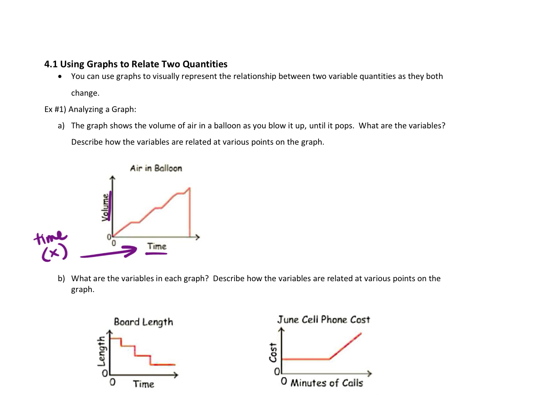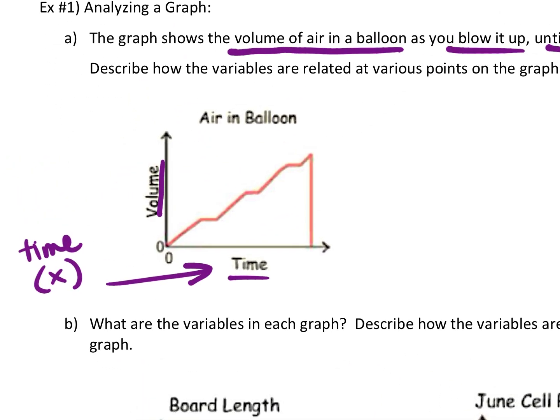This first one says, the graph shows the volume of air in a balloon as you blow it up until it pops. What are the variables? Describe how the variables are related at various points on the graph. So you look here, your variables are the labels that we give it, okay? So your variables are volume and time. Those are the things that can change, right? The volume of the balloon can change. The time that it's happening in is changing constantly.